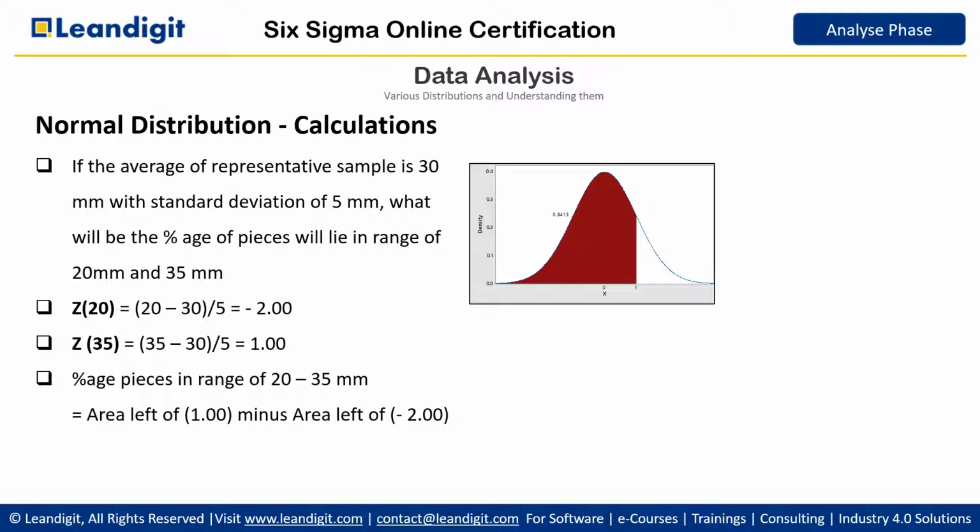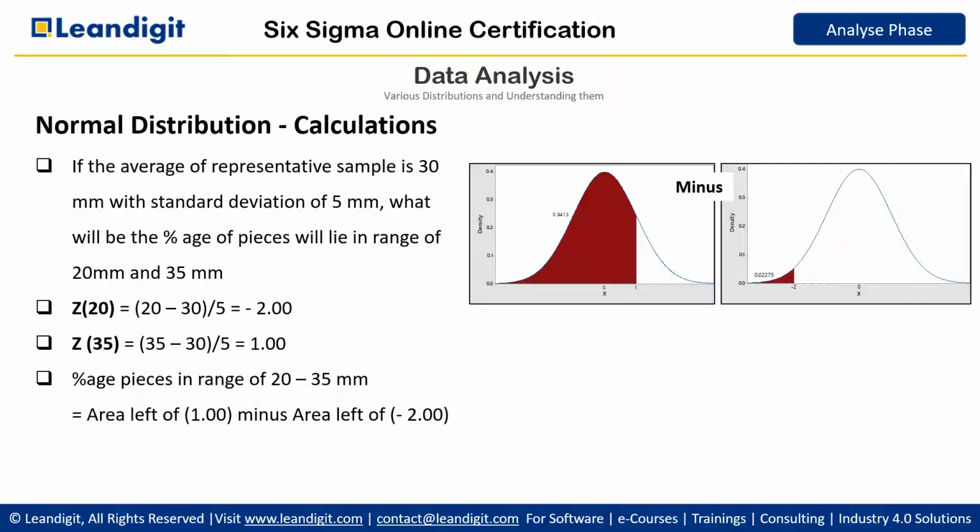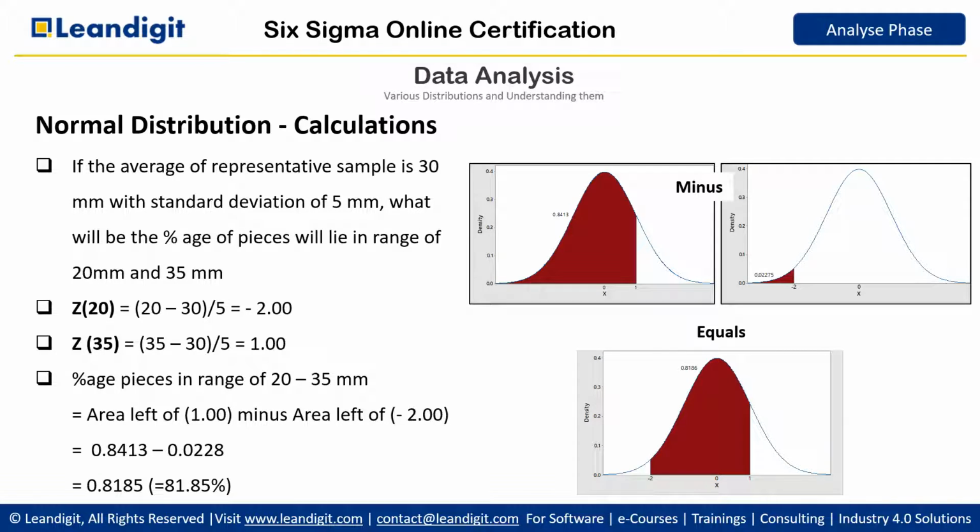So this is the area for Z35, which is equal to 1. The area left of 1 is 84.13. If we subtract the area of -2, which is indicative of Z20, we get 8413 minus 2228, which is 8185, which means 81.85% of the pieces will be between -2 and 1, and will be between 20 and 35 millimeters. This is how we calculate.